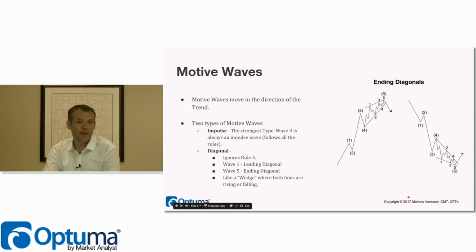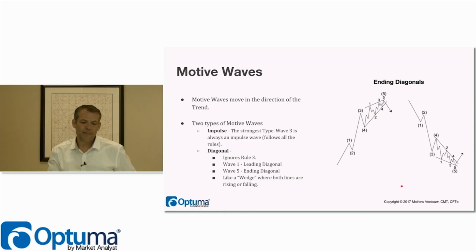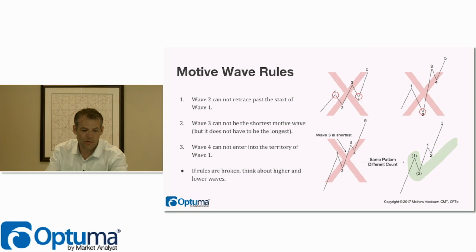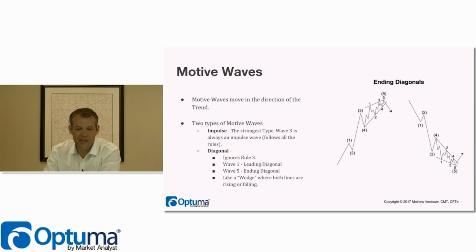So a couple of things here, make sure I get through these notes here. Wave 3 is always the strongest. Diagonals do ignore rule 3. Remember before we had, let me jump back to rule 3 here, that wave 4, unfortunately diagonals break that rule where wave 4 can't enter into the territory. So you can see here on this little example that we have in this diagonal, we've got 1, 2, 3, it's getting smaller and smaller. Wave 4 is entering into the territory of wave 1.